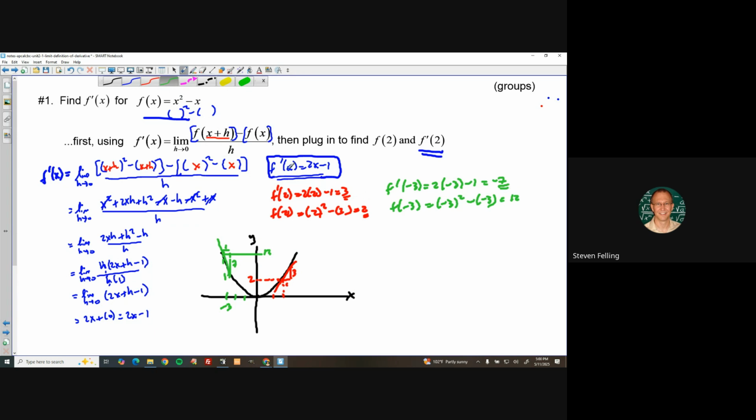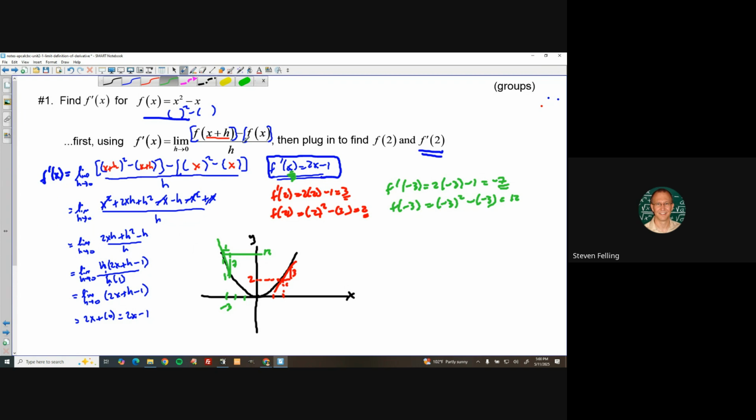So this structure allows me to plug anything I want in for x, and it instantly tells me the slope of the tangent line at that x location. So that's really the limit definition we use the most, if we have to use the limit definition, because we can then plug in a bunch of different x's one at a time.